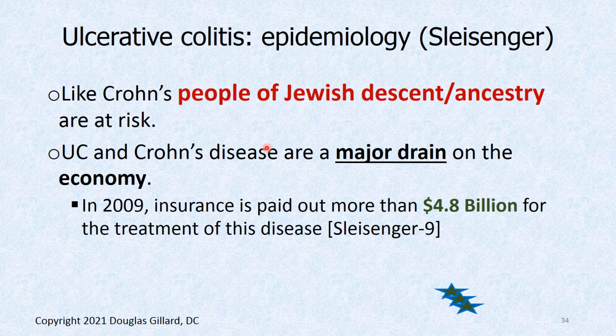People of Jewish ancestry are more at risk for Crohn's disease and ulcerative colitis. And Crohn's and ulcerative colitis are a major drain on the economy. In 2009, more than almost $5 billion. I'm sure that number is probably $10 billion by now, in the 2020s.